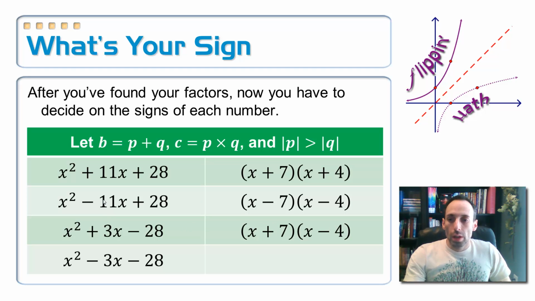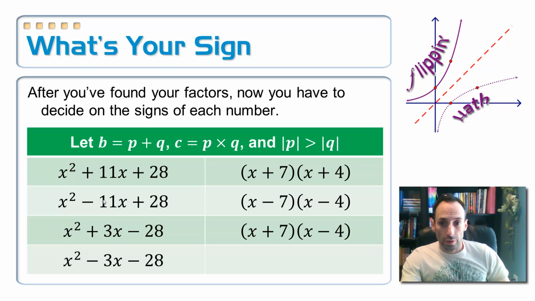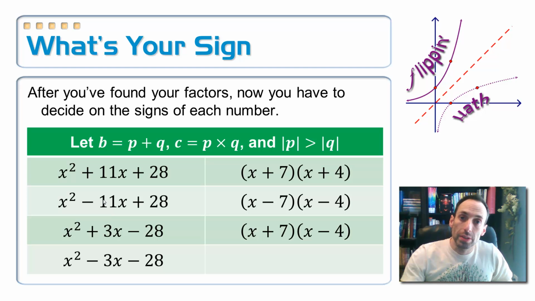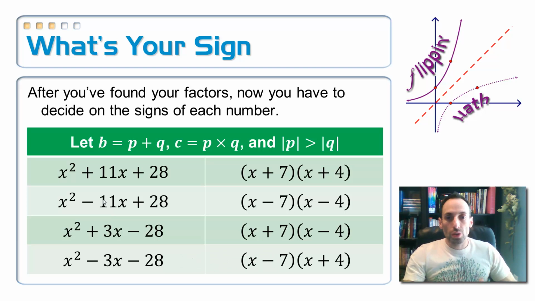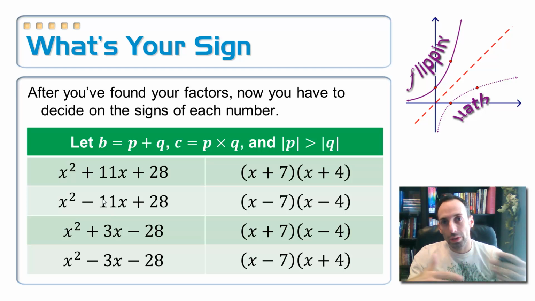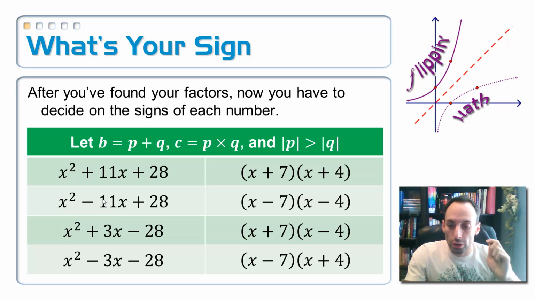And then lastly, x squared minus 3x minus 28. Again, our two factors of 28 have to be positive and negative because I have a negative product. They have to be different. And then since they have to add up to negative 3, that means that the bigger number has to be the negative one. In this case, it's going to be minus 7 and plus 4. So those are the things that you have to take into account after you find your factors.